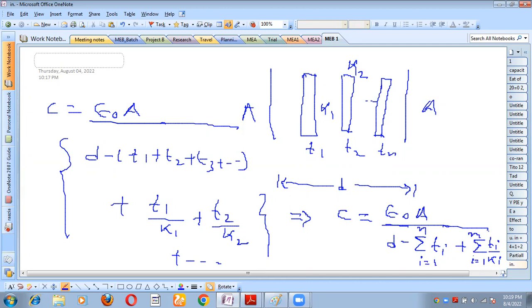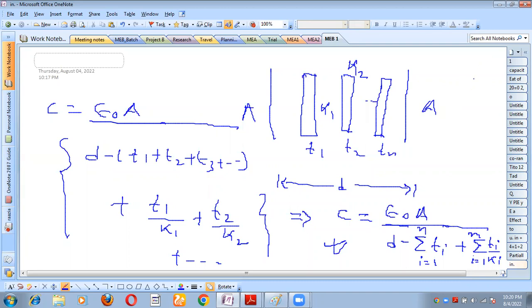So this will be the general formula. Epsilon naught A by D minus sigma Ti, we have to add all the thicknesses, plus T1 by K1, T2 by K2, and so on. Understood this formula? Yes, sir. So this is how capacitance is affected when there is partial filling of the capacitor. All right, so this was the effect of dielectric.